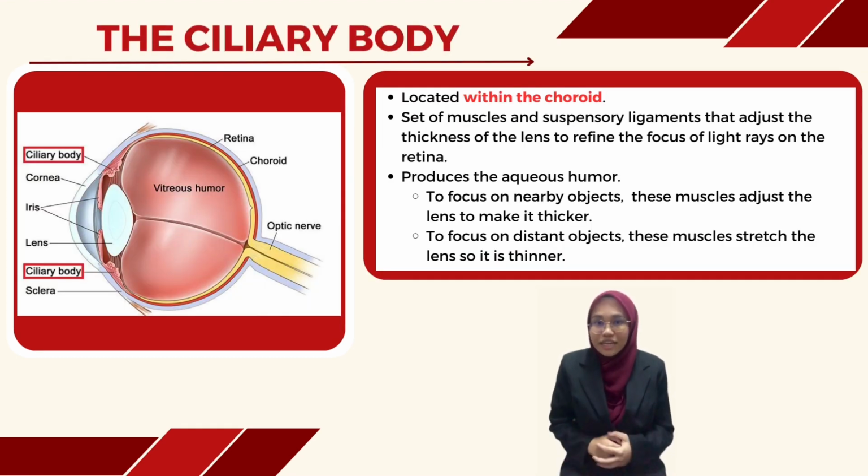The ciliary body is located within the choroid. It is a set of muscle and suspensory ligament that adjusts the thickness of the lens to refine the focus of light rays on the retina. The ciliary body produces aqueous humor that fills the anterior segment of the eye. To focus on nearby objects, this muscle adjusts the lens to make it thicker, and to focus on distant objects, this muscle stretches the lens so it is thinner.